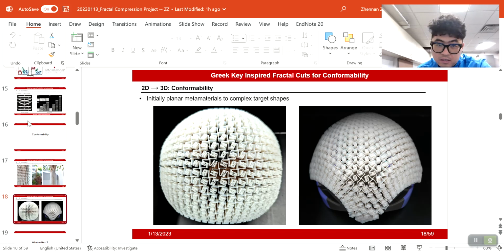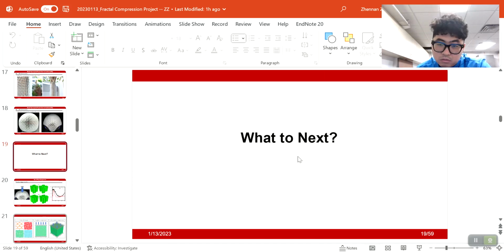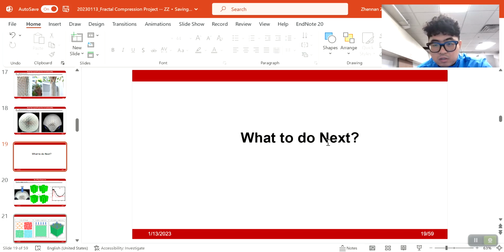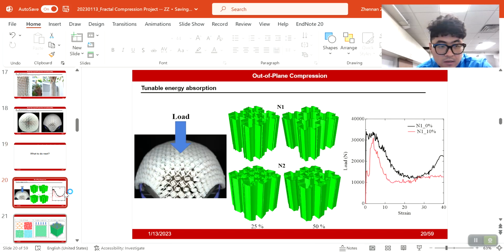So the bendability and the stretchability studies have almost been done. So what to do next? And what should we do for your project? From the previous study, we are very interested in another direction of the structure, the out-of-plane compression. It's a load direction, and actually we have done some preliminary work for this out-of-plane compression.